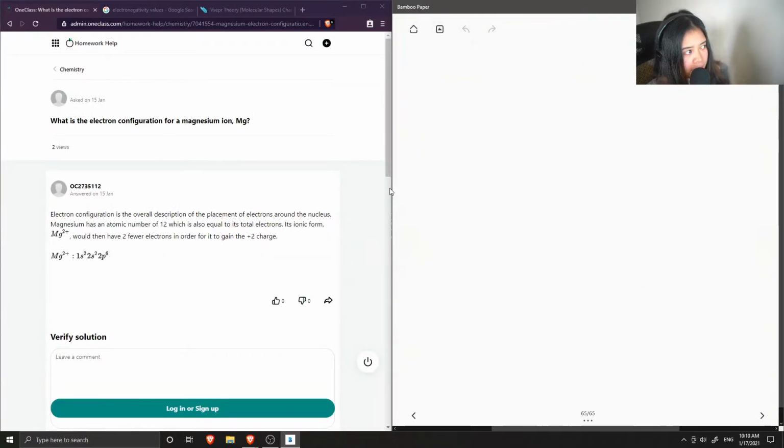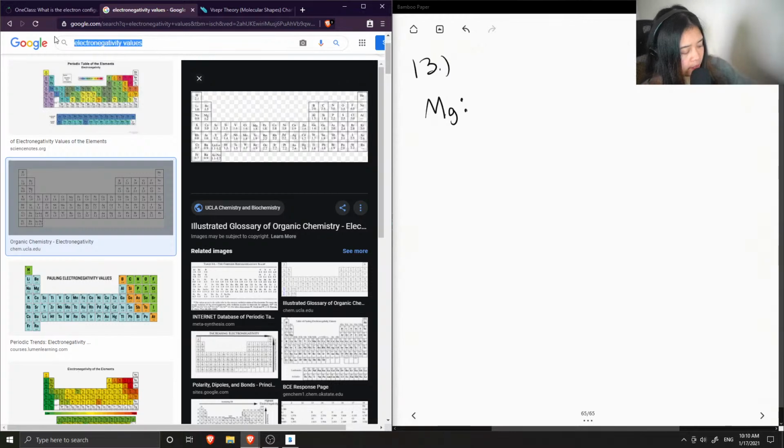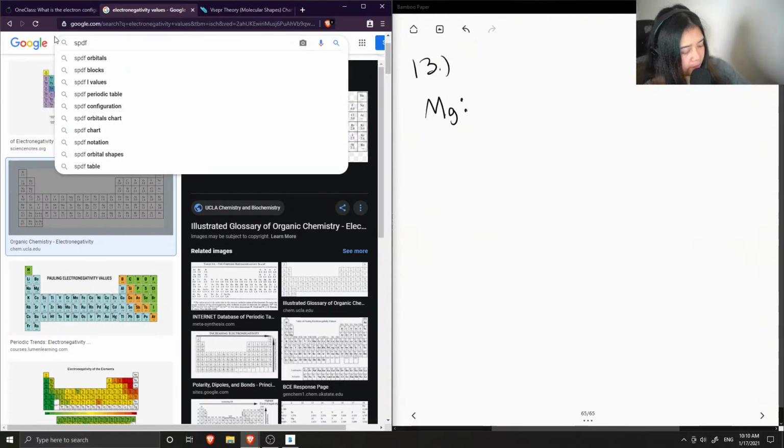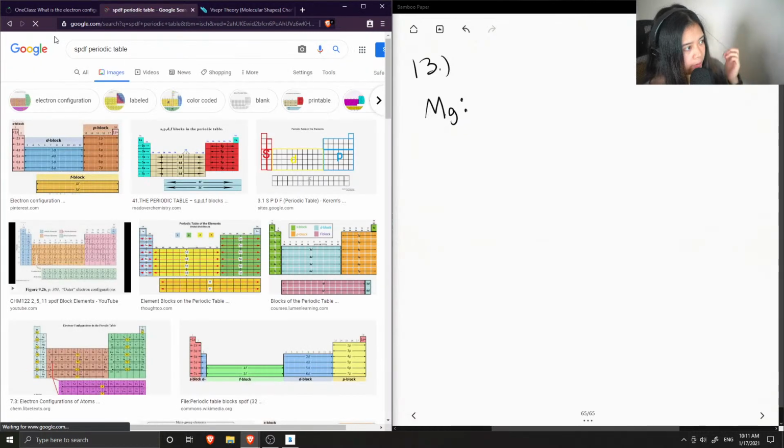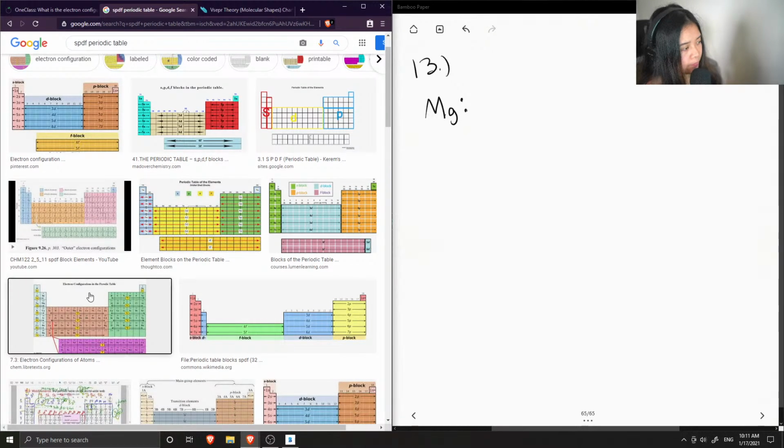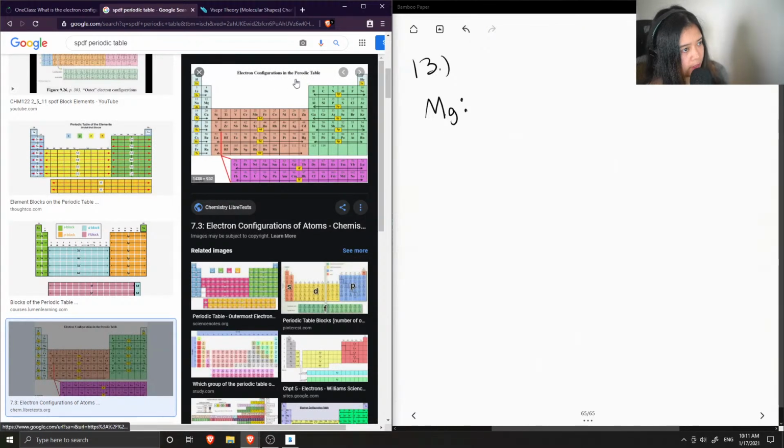Okay, so question number 13. What is the electron configuration of a magnesium ion? I think they mean Mg2+, since an ion should have a charge. So to answer this question, we need to divide our periodic table into the different orbitals, s, p, d, and f. And then starting from hydrogen, we move left to right across the periodic table until we get to our desired element, which is magnesium, found here, atomic number 12.